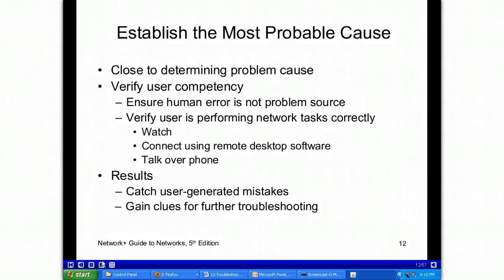Now, establish probable cause, close to determining probable cause, verify user competency, ensure human error is not the source. And some of these user problems you have tonight will be human error, okay? Some of it will be people just don't like to follow instructions for whatever reason. They just refuse to follow instructions. If you tell them to click on something while you're on the phone with them and showing them how to do something, you say right click, they'll left click. That's on purpose. Or, because some people, as you'll see in the instructions tonight when we do the lab, do not, and they refuse to, at all costs, follow any instructions.